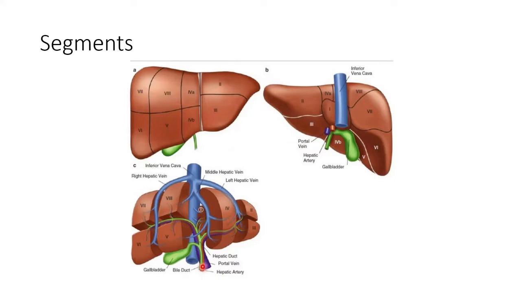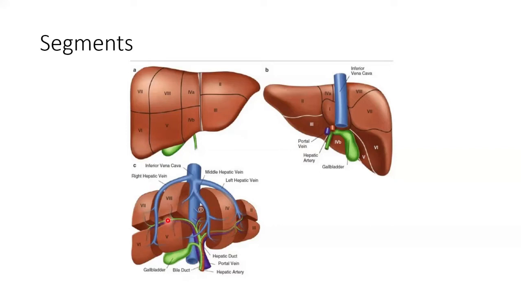So you have the blood vessels. You have two blood supplies to the liver, the hepatic artery and the portal vein. They usually go in the same pathway, share a common pathway, and the bile ducts also drain in a similar pathway.